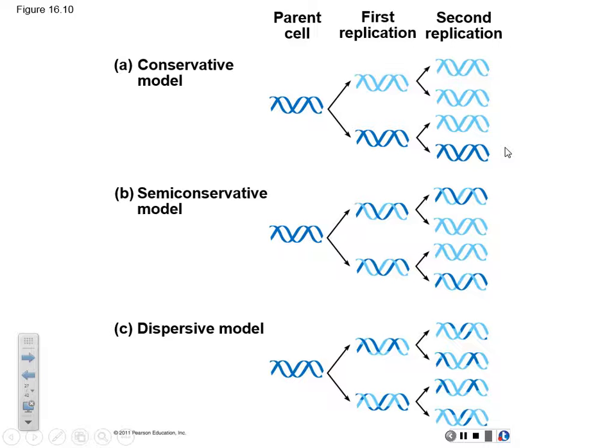And for the dispersive model, what they would have seen would have been just sort of a smear, somewhere in the middle. Not a band and a band, but a smear, right? A smear is different than this and this, and this is different than this and lots of this, all right? So Meselson and Stahl do this experiment, and they look to see how the bands change from the first round of replication to the second round, and they come away and say Watson and Crick were totally right about how DNA replicates.